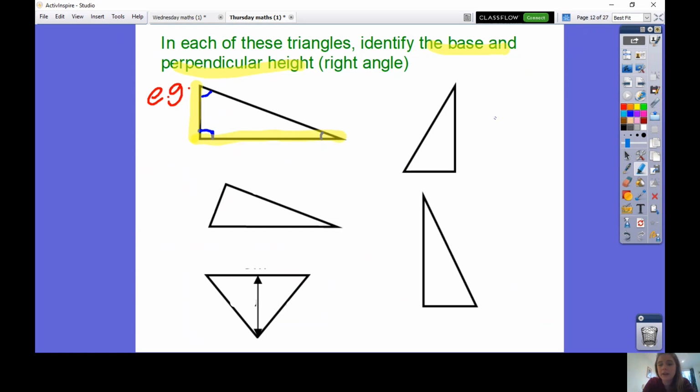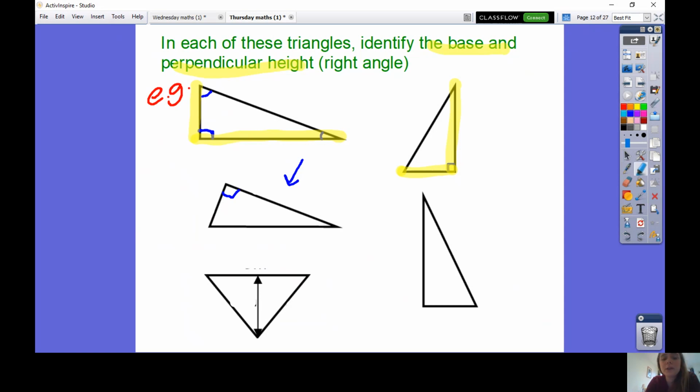Let's have a look at the second triangle then. Where is the right angle? Put your finger on the right angle. Well done if you said here. That means we're looking at the base and the perpendicular height. Let's have a look at this next question. A bit harder, but put your finger on the right angle. Which angle here do you think is the right angle? Well done if you said this one here.